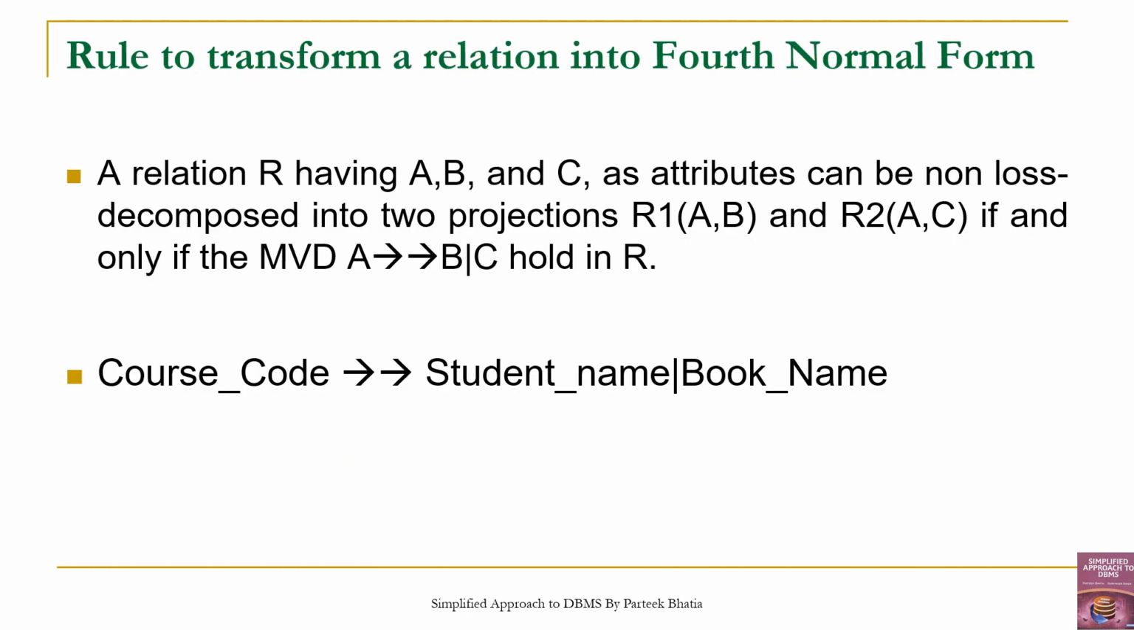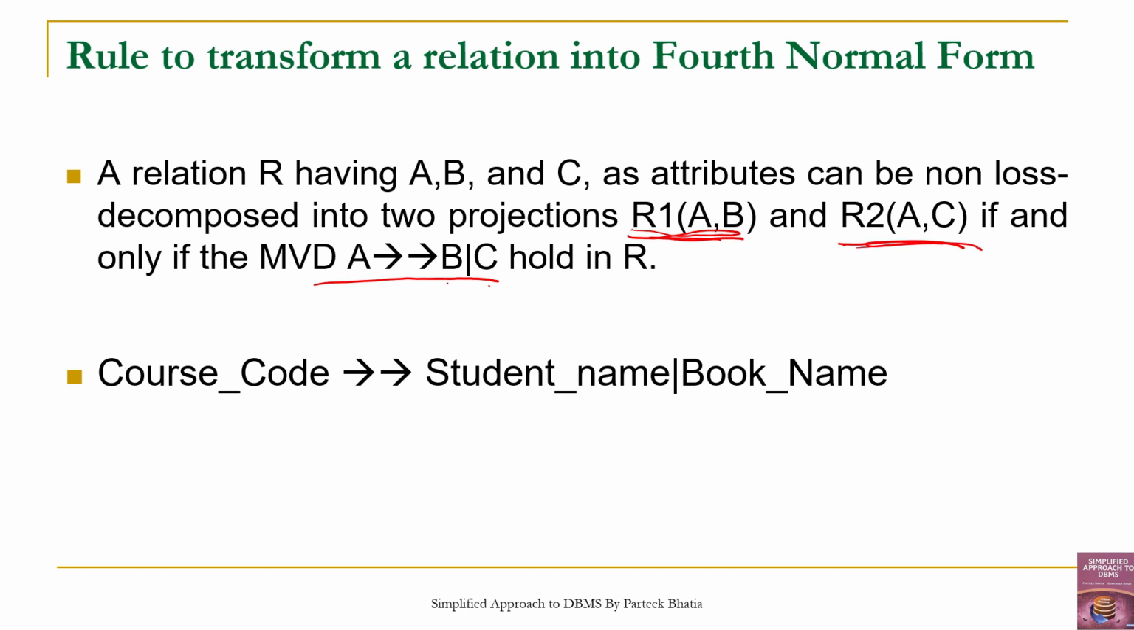And this rule of decomposition states that if you have a condition like this, for A you have multiple values of B and for A you have multiple values of C, then you can decompose this table into two parts, AB and AC. So if you have multi-value dependency, like for A there are multiple values of B, for A there are multiple values of C, then decompose it into AB and AC.